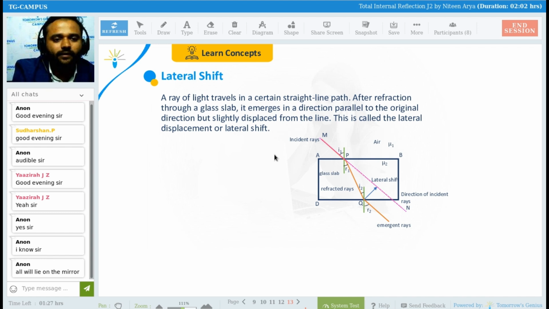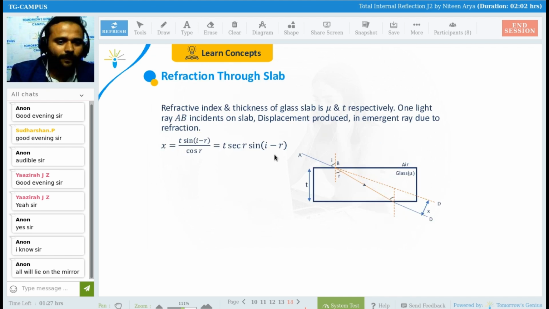A ray of light travels in a certain straight line path. After refraction through a glass slab, it emerges in a direction parallel to the original direction, but slightly displaced from the initial line. This is called lateral displacement or lateral shift. This distance d is in general the lateral displacement, or lateral shift. This is your lateral shift. Clear, everyone? That is air, that is the glass slab. Refractive index mu1, refractive index mu2, i1, r1, i2, r2. Nothing more.